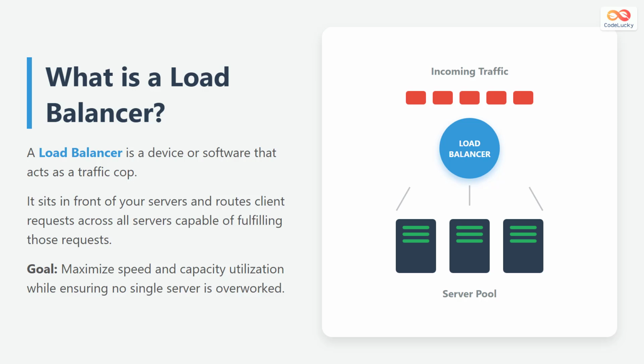Let's start with the load balancer. As the name suggests, its primary job is to balance the load. Imagine a traffic cop standing at a busy intersection, directing cars to different lanes to keep traffic moving smoothly. A load balancer does exactly that for internet traffic, distributing incoming requests across a group of backend servers.